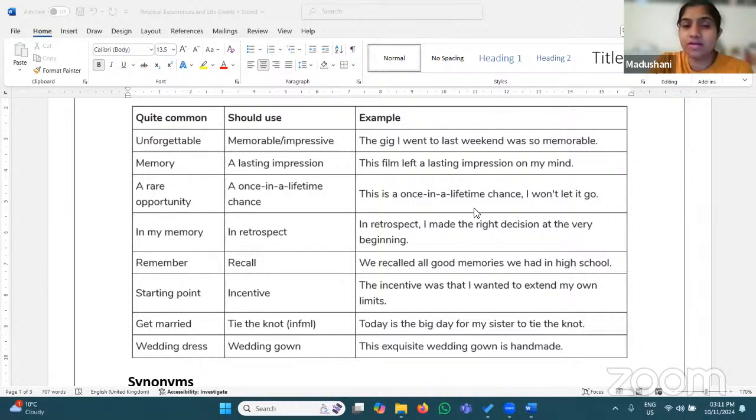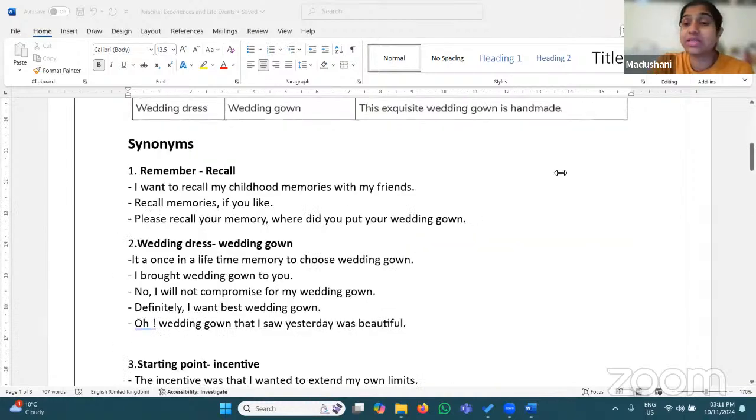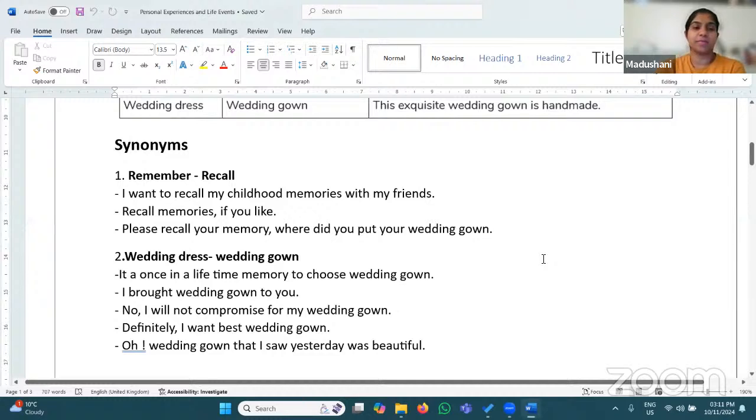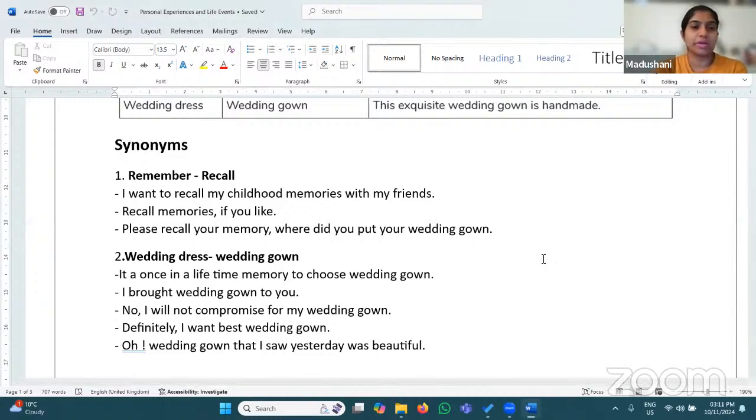Right. So now, synonyms. This is another important lesson, right? Remember. I have added some short example sentences for these words. So remember, we can say recall, as you can see from the table. I want to recall my childhood memories with my friends. Recall memories if you like. Please recall your memory. Where did you put your wedding gown?